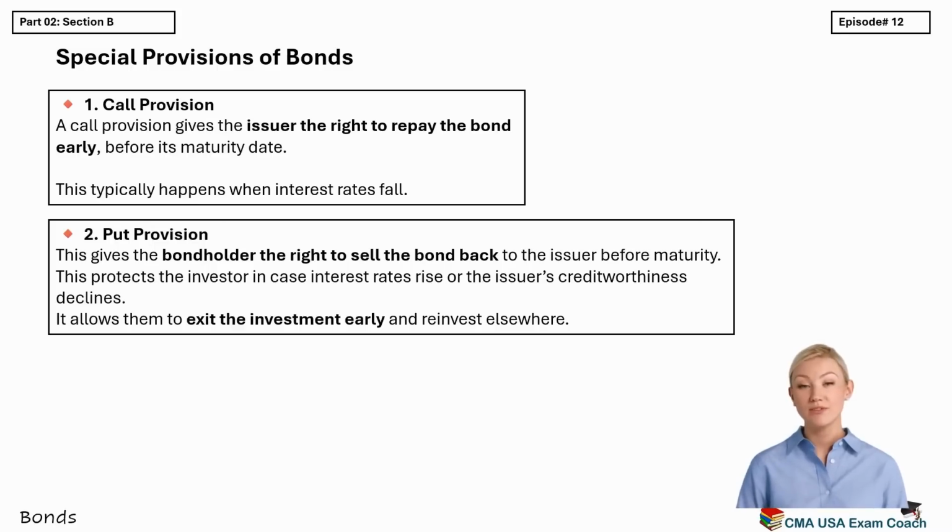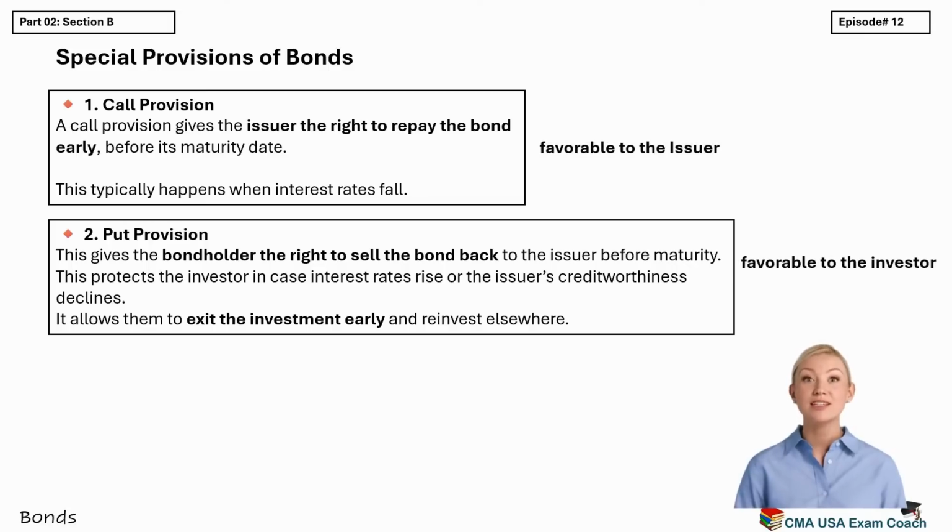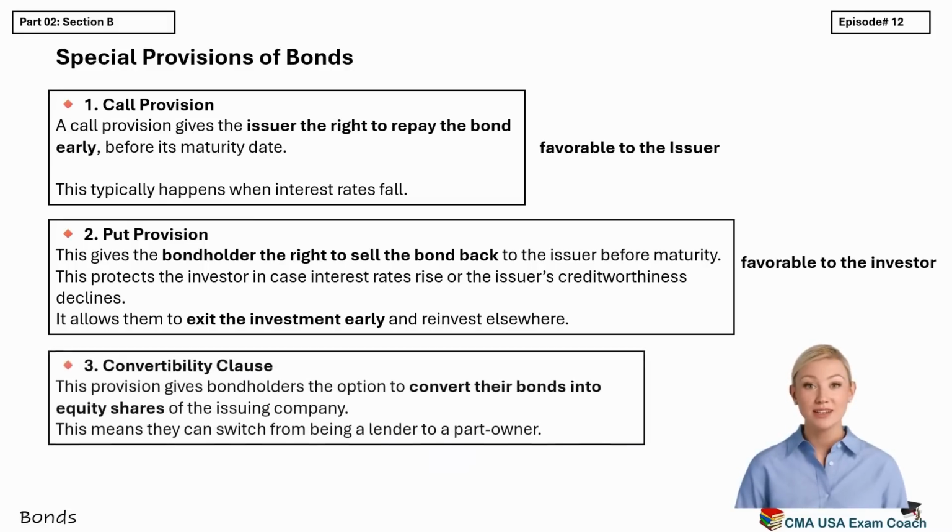2. Put provision. This gives the bondholder the right to sell the bond back to the issuer before maturity. This protects the investor in case interest rates rise or the issuer's creditworthiness declines. It allows them to exit the investment early and reinvest elsewhere. This is favorable to the investor and often results in the bond offering lower interest rates than regular bonds.